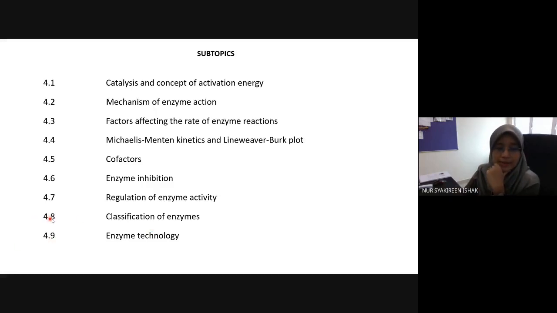And then 4.8 is classification of enzymes. We are going to look at how enzymes are classified. There are 6 classes of enzyme. We can classify enzymes into 6 classes based on how the enzyme catalyzes the reaction. For example, if the enzyme is involved in an oxidation-reduction reaction that involves the transfer of electrons from one substrate to another substrate, we can classify the enzyme as oxidoreductase.